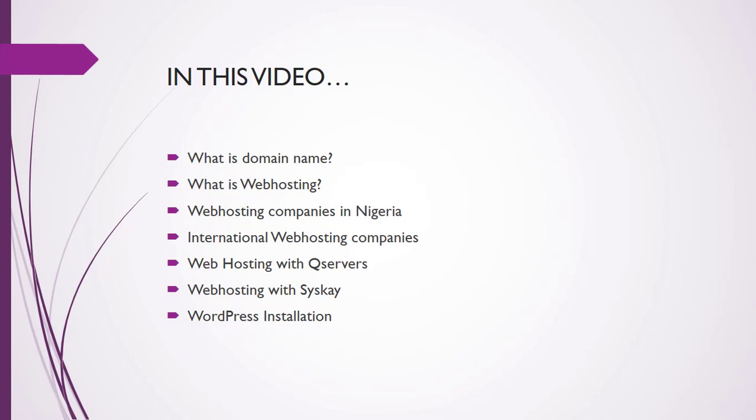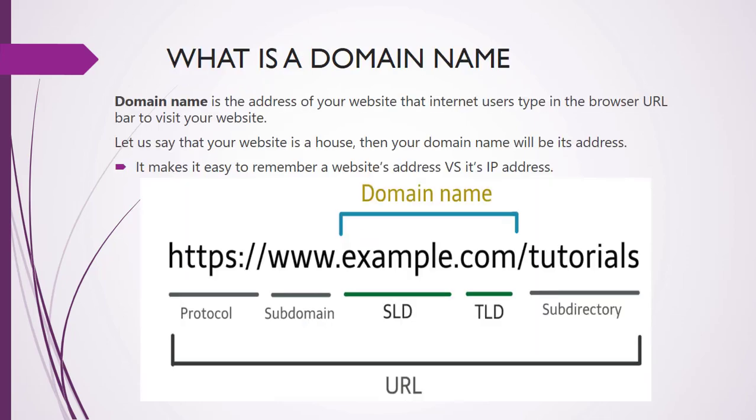So let's go further. What is a domain name? A domain name is simply the address of your website. Take Google for instance. We see google.com, that is Google's domain name. Or we look at Facebook where we have facebook.com, that is Facebook's domain name. It is something that will make your website unique, so that no other website will have that kind of name.